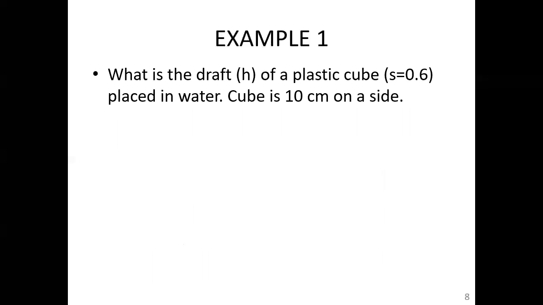So here's a simple example, and I don't think we got to this last time. We've got this cube, and this cube is going to be 10 centimeters on a side. And it's got a specific gravity, so S is equal to 0.6. That's the specific gravity.